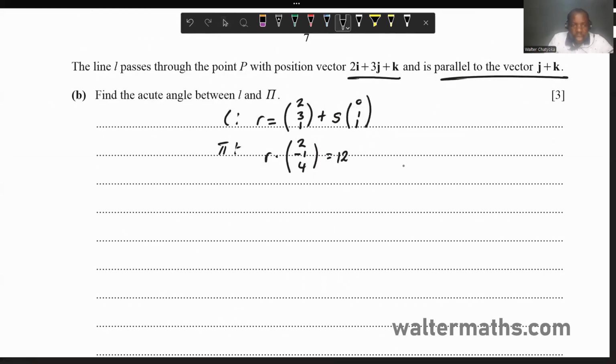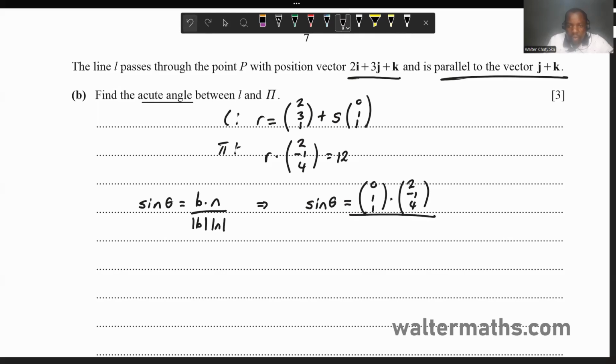Since we're looking for the acute angle between L and pi, I'm going to say sine theta is equal to b dot n over mod b mod n. This will give us the acute angle. So sine of theta is equal to b dot n. b is the direction vector here, (0, 1, 1), dot n, which is this, (2, -1, 4).